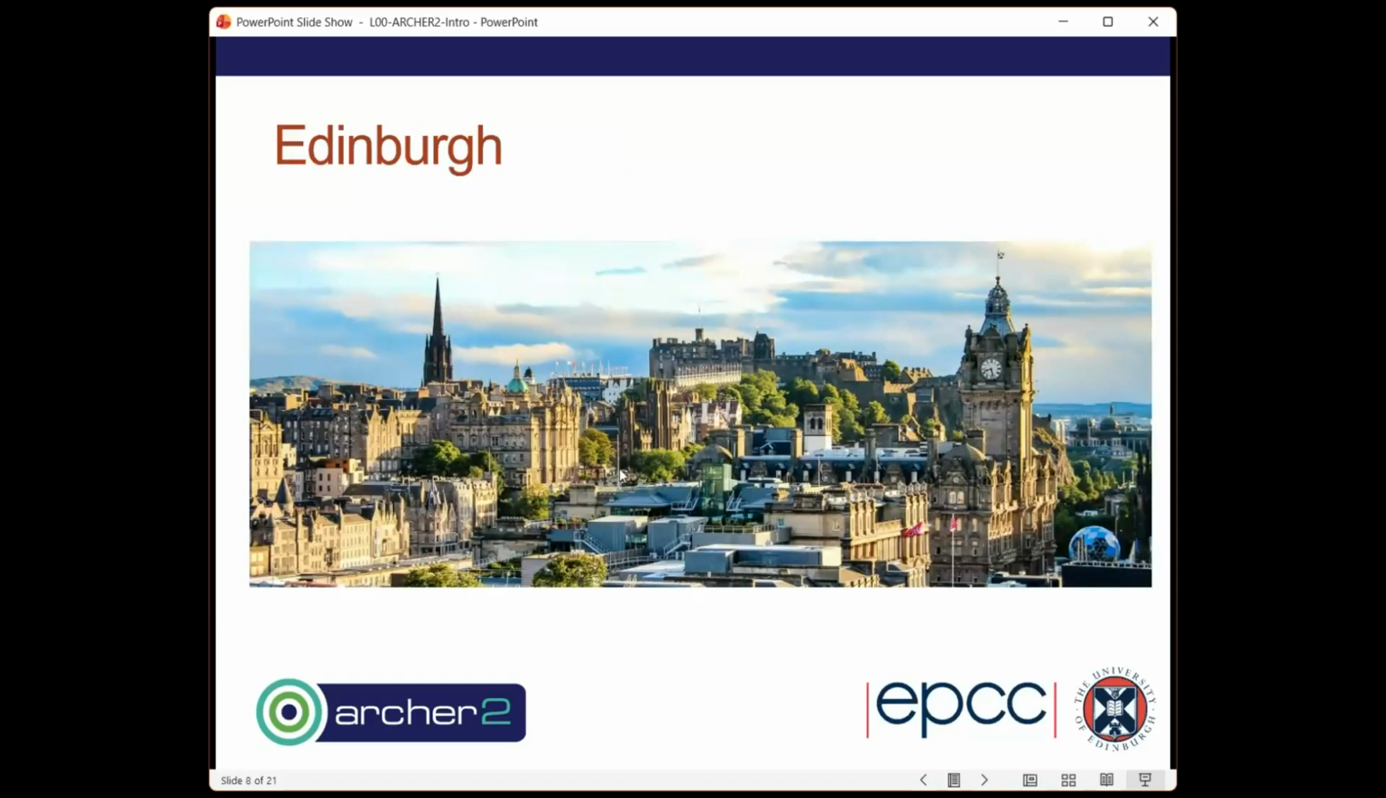This course isn't in Edinburgh. This is a picture of Edinburgh. If this was an in-person course, you'd see this. It's not as sunny as that today.